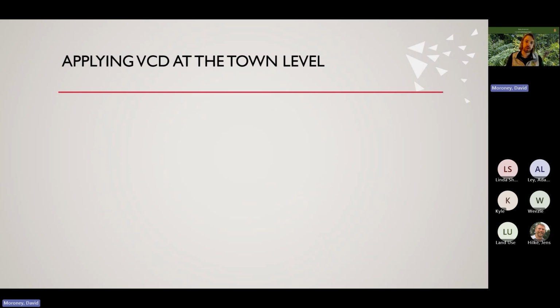All right, now when we start to think about applying Vermont conservation design at a town level, I want to give you a quick roadmap for how you can use it. And the first step is always to understand the larger context of the town or the area that you're working in. And to do that, we want to start with the overall priorities at the landscape level. We'll take a look at some examples of these in a little bit.